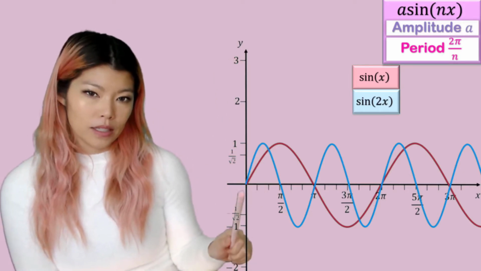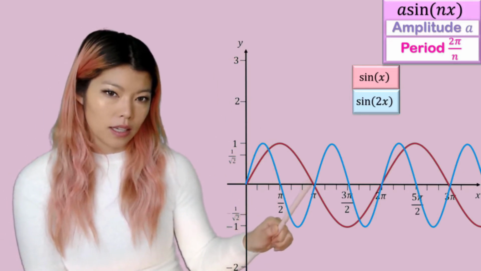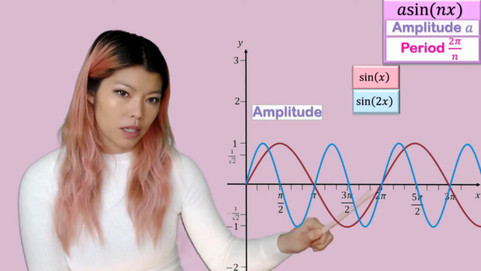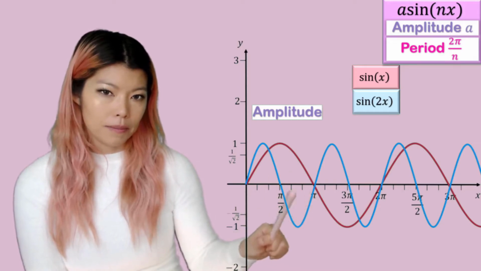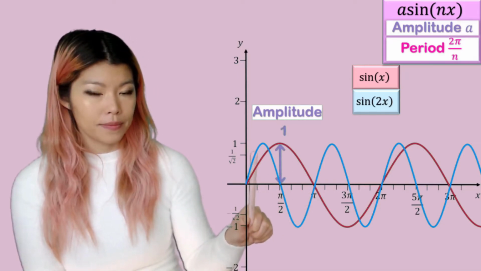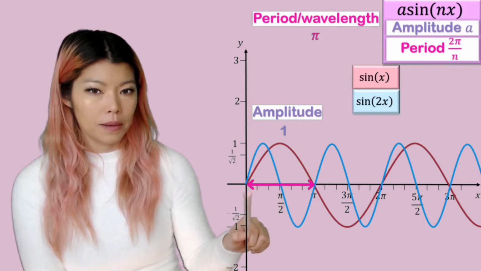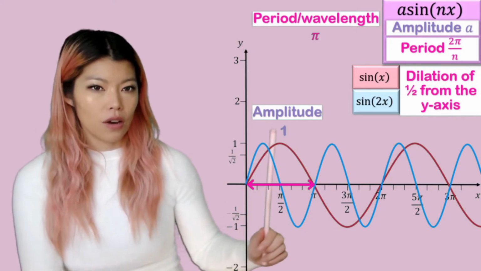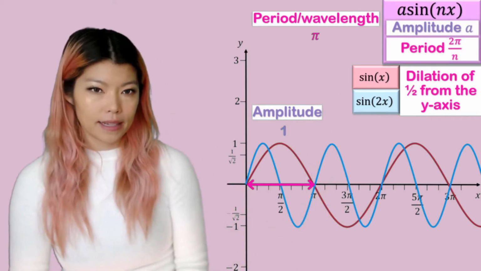Now the period looks like it is only, when does it repeat? When it gets to pi. So instead of the period being 2 pi, it's now pi. But the amplitude is still the same. See, the amplitude is still 1, but the period is now pi. So it has a dilation of a half from the y-axis.